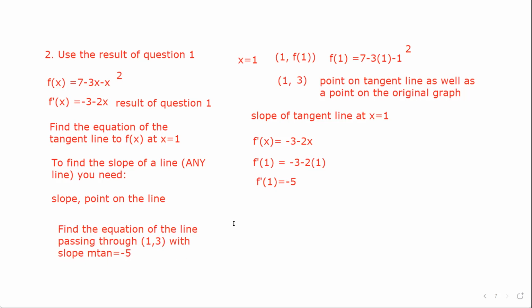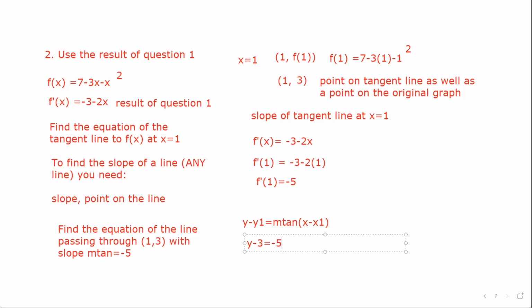You can use either form, but you said she's been using point slope, so I'm gonna use that. I'm gonna write m of the tangent to remind you that it's the tangent slope and not the slope of the original, but you don't have to do that. Now, what is my point? (1, 3), so y minus 3 equals -5 times (x minus 1).